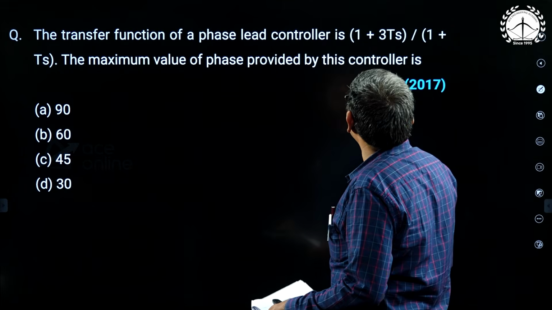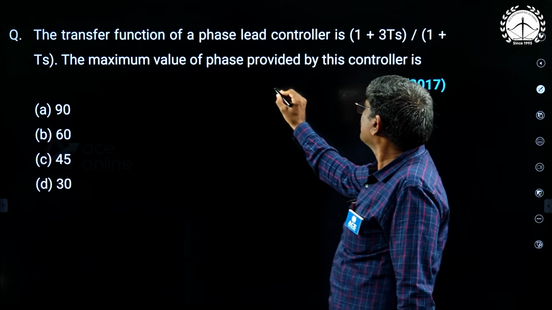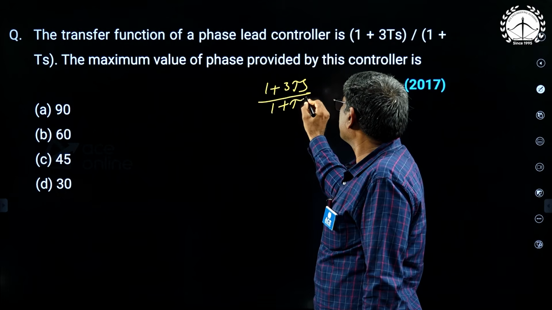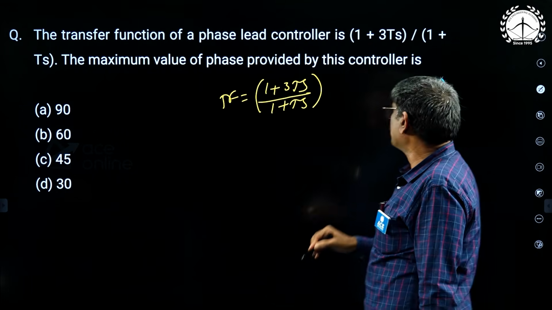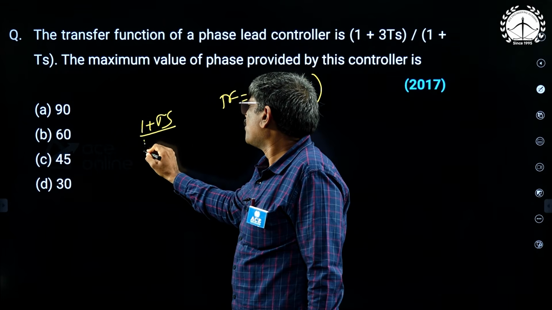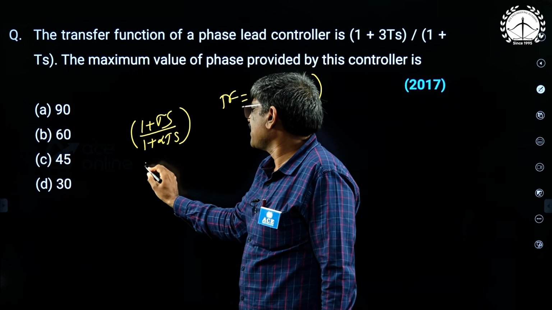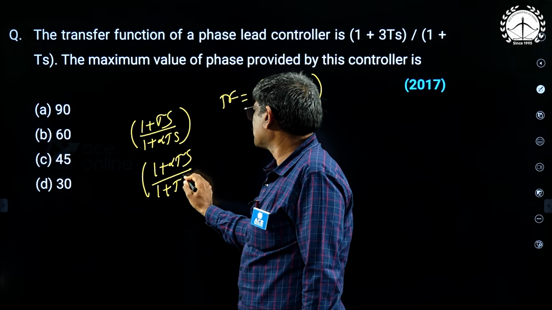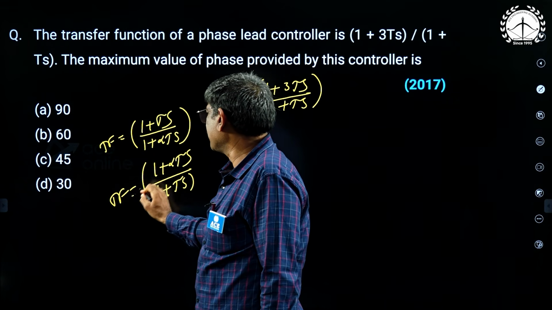The transfer function of a phase lead compensator is given, and we need the maximum phase provided by the controller. It is given as (1 + 3τs)/(1 + τs). I told two models for the compensator transfer function. One is (1 + τs)/(1 + ατs). The other way I told it is (1 + ατs)/(1 + τs). This is also a transfer function for lead, or you can take it as lag. This also you can take.